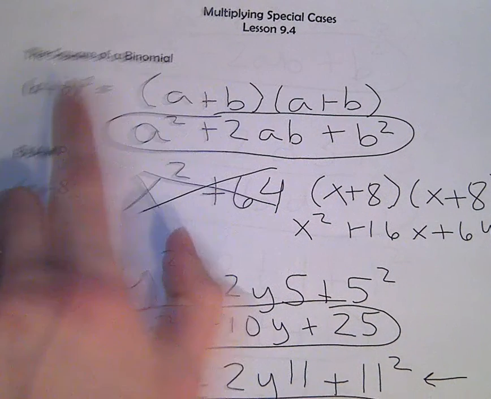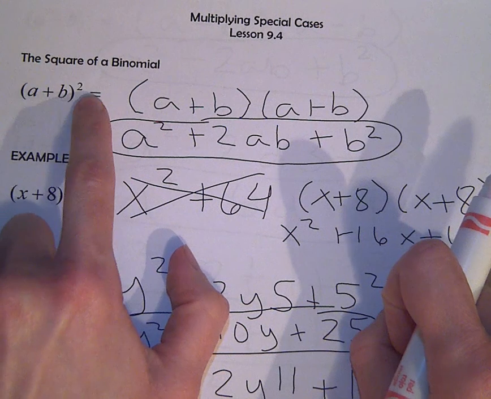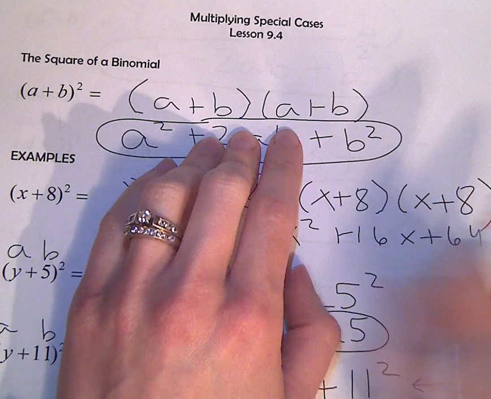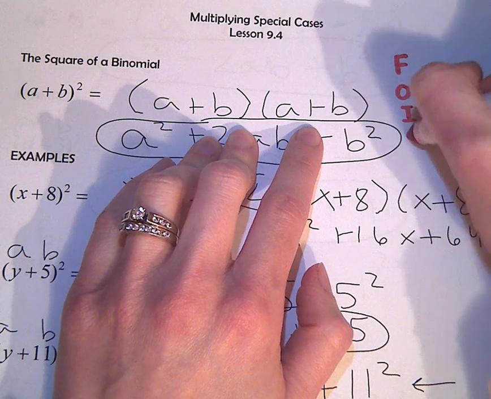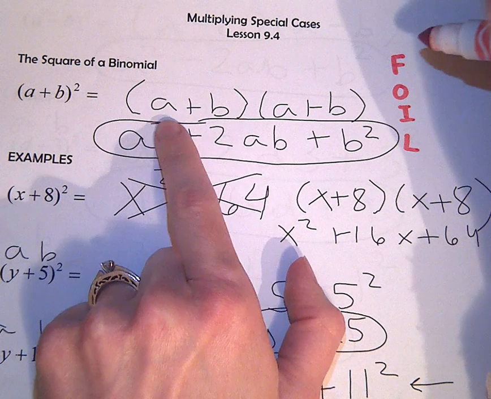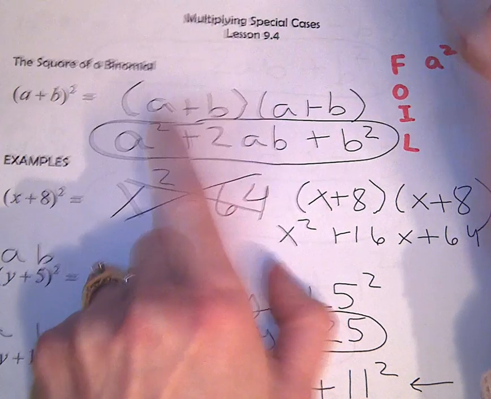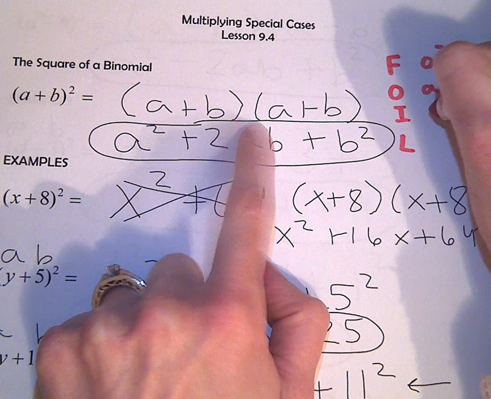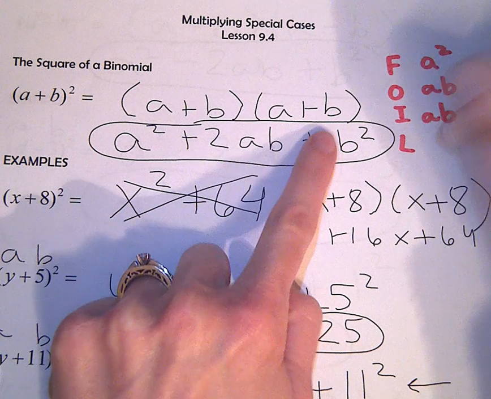That's the first big thing I want you to know. This is not a squared plus b squared. That's not what this is. This is a plus b times a plus b. So now if I was to FOIL this special case out, the square of a binomial, the first would be a times a, which is a squared. The outside would be a and b, so that's ab. The inside would be b times a, which is ab. And my last would be b times b, which is b squared.